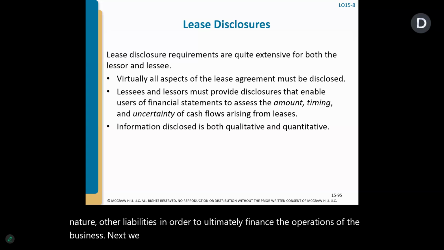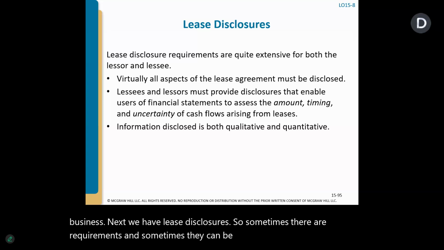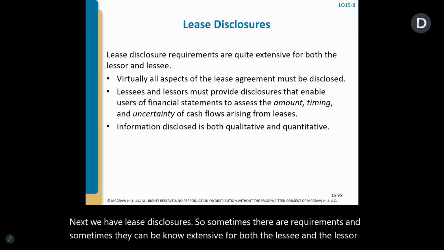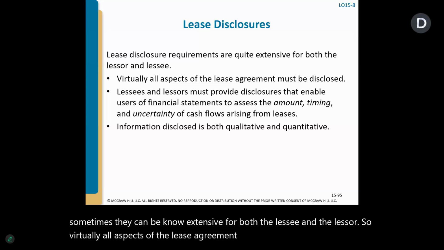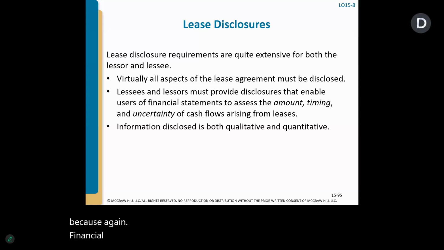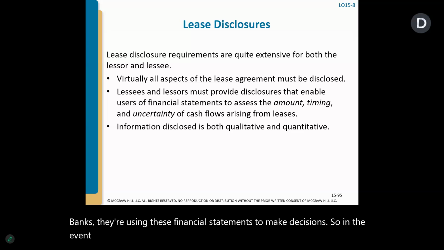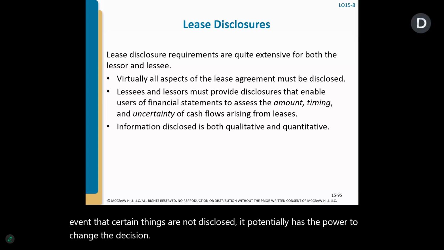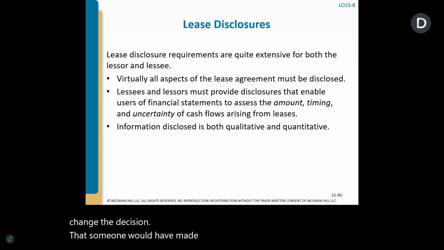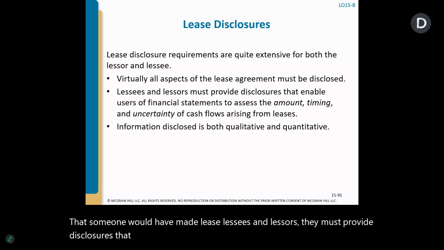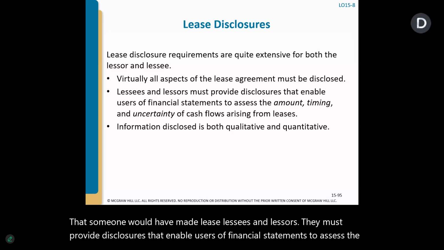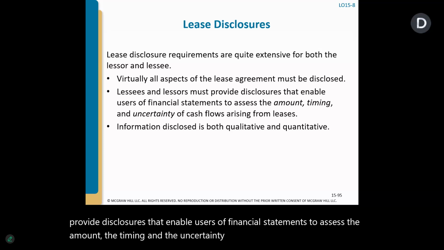Next, we have lease disclosures. Sometimes the requirements can be extensive for both the lessee and the lessor. Virtually all aspects of the lease agreement need to be disclosed, right? Because financial statements are used by investors, creditors, and banks to make decisions. So in the event that certain things are not disclosed, it potentially has the power to change the decision that someone would have made. Lessees and lessors must provide disclosures that enable users of financial statements to assess the amount, the timing, and the uncertainty of cash flows that arise from the leases.